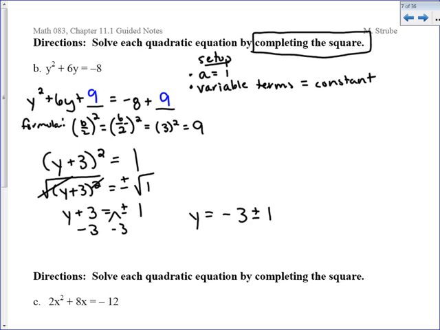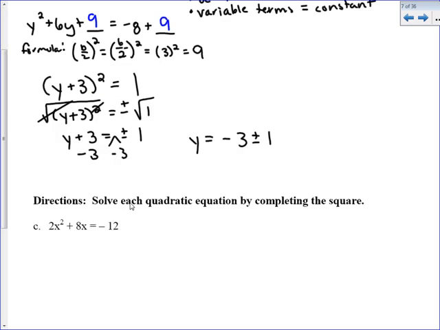Am I right? No, why not? I've got to add and subtract those two because there are no more square roots, so I have like terms, which means I'll be able to combine them. So I'm going to go with negative 3 plus 1, and then negative 3 minus 1. So y equals negative 2 and negative 4.